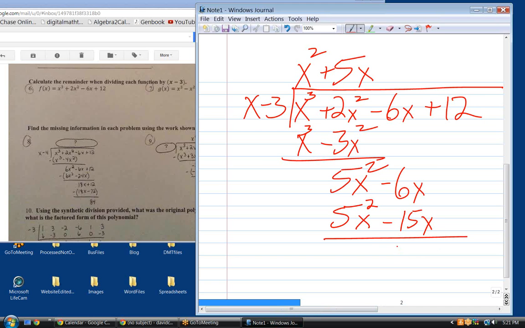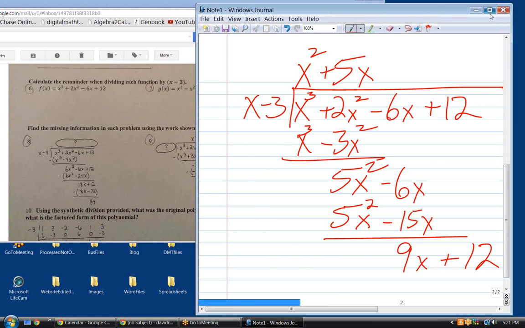And that would be negative, that'd be positive 7. Right? No, 9. Then plus 12. And then, well, do the same thing we've been doing.